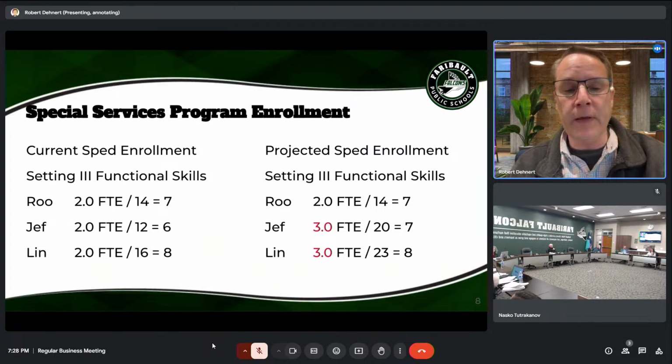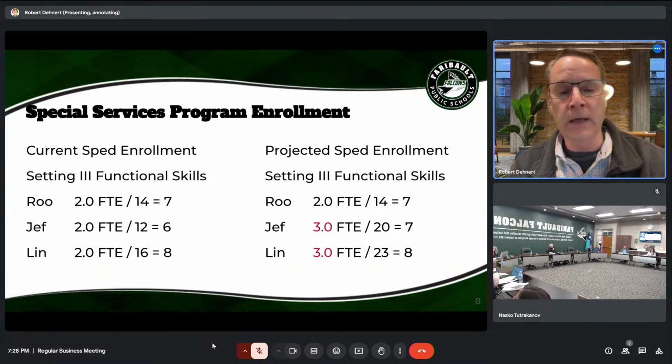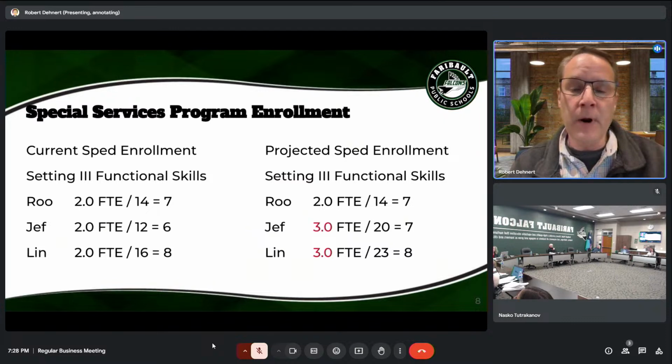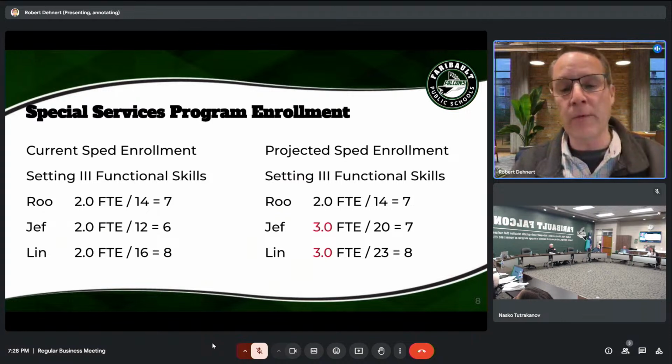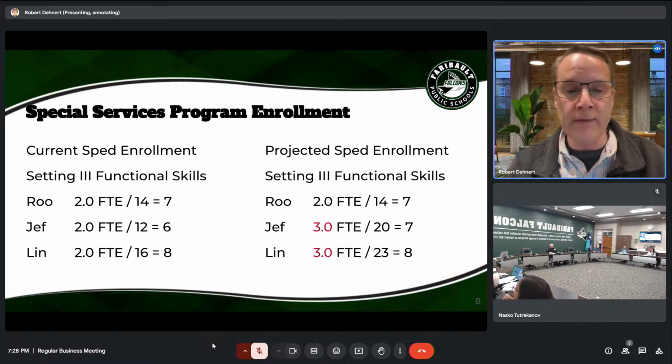Currently, Roosevelt has 2 classrooms with 7 students in each classroom. Jefferson has 2 classrooms with 6 students in each classroom. And Lincoln has 2 classrooms with 8 students in each classroom. The problem we're having is that one of those students is in 5th grade. The rest are 3rd grade or below. So our Setting 3 programs are mostly filled with younger students who aren't transitioning to the middle school as fast as I'd like to make room for all the early childhood students coming in.